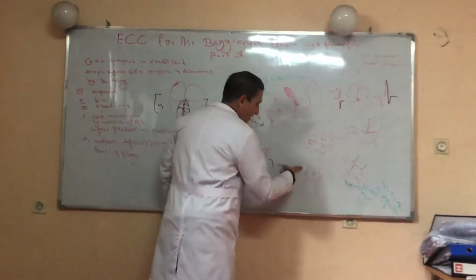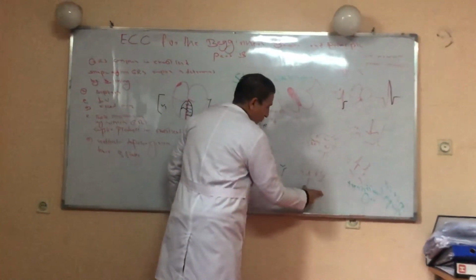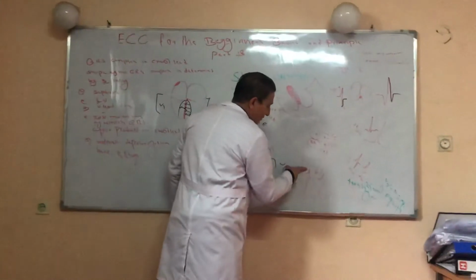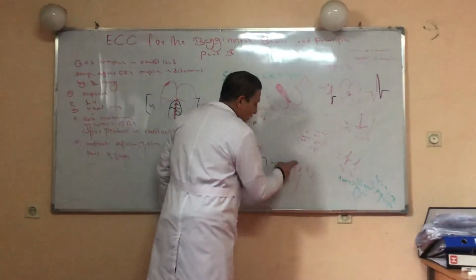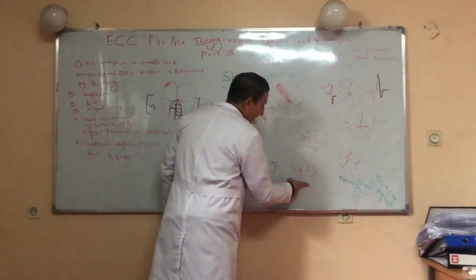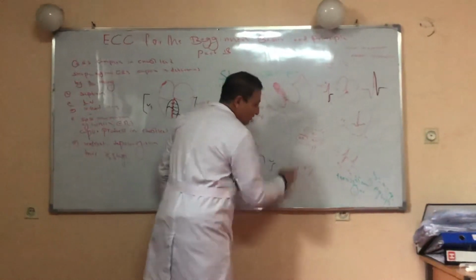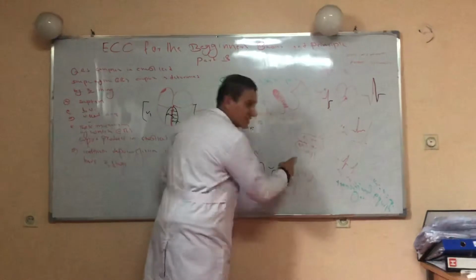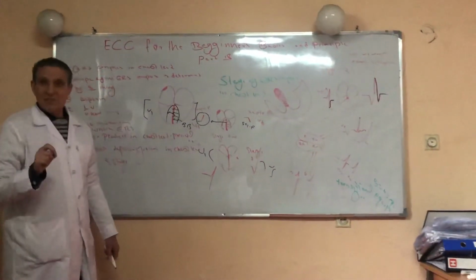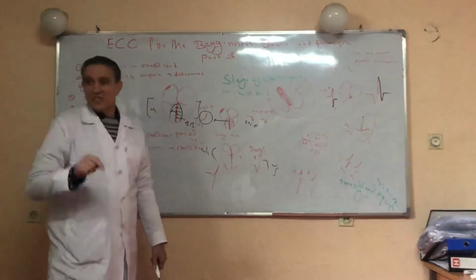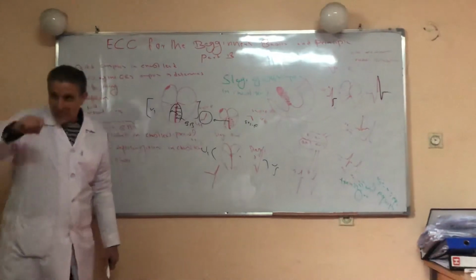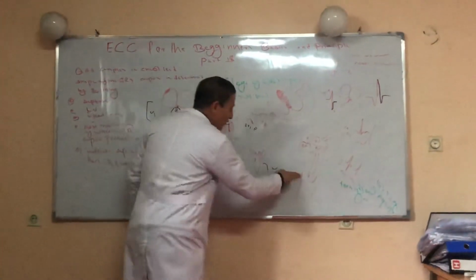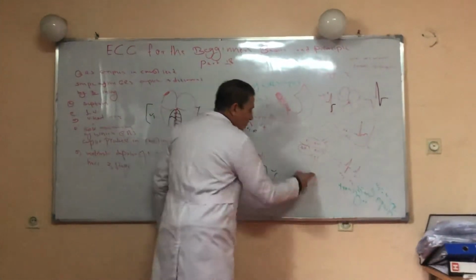So in these two QRS complexes, the R wave is smaller than the S wave. So the S wave is predominantly negative. So this QRS complex is a negative QRS complex because the S is greater than the R wave. So this was V1. From V1 we go to V2.